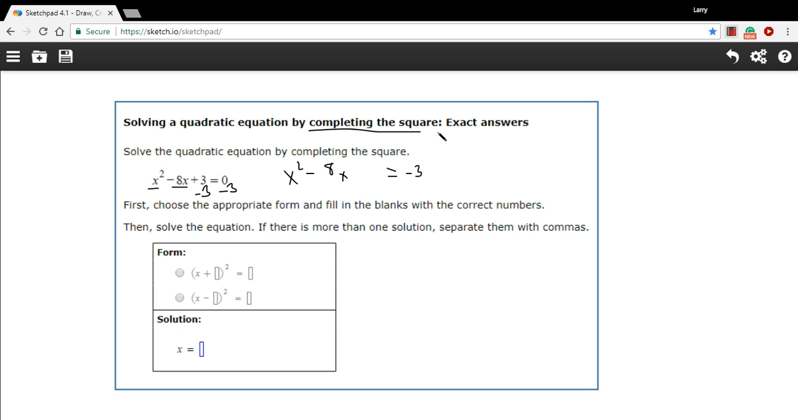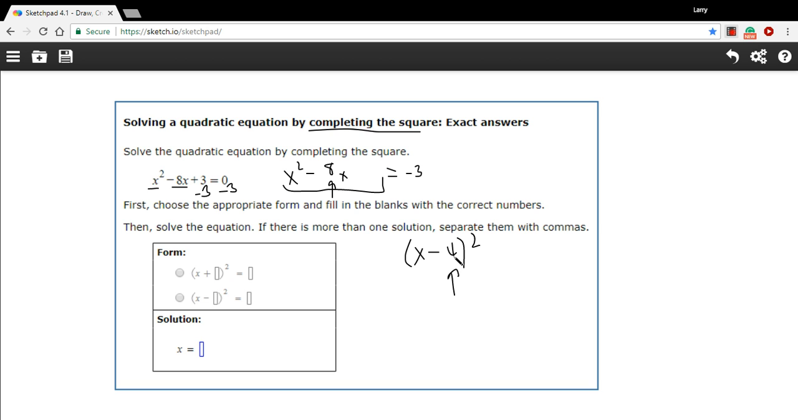the square. What we're really trying to do is make this chunk look like something squared. So x plus or minus something, squared. This number that goes in this spot, when you multiply it out, it's going to add up to this negative 8. So really what you can do is just take this number right here and divide it by 2, and that's the number that's going to go in here. So this should be a negative 4.